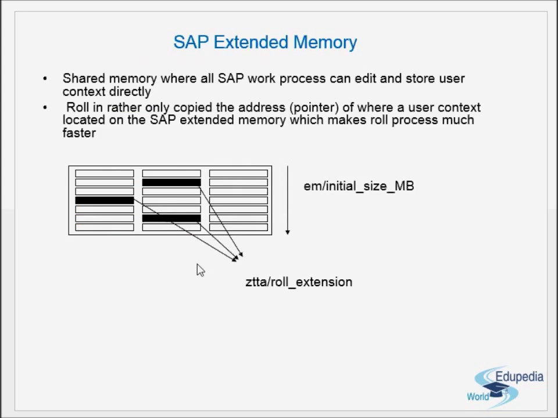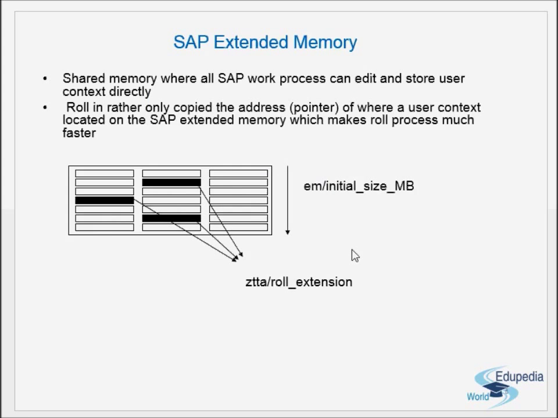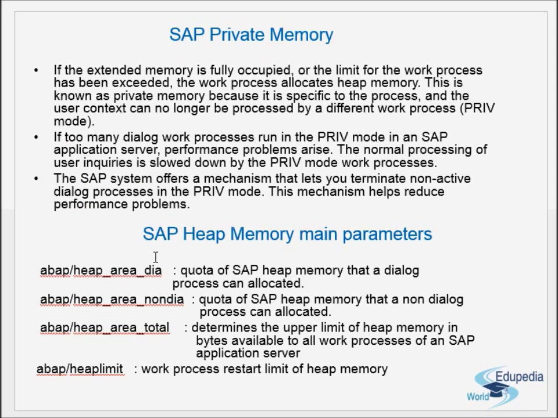So once the roll area is over in the work process, if the work process needs more memory, then it takes from the SAP Extended Memory. This extended memory is common to all the work processes. And for this we have all these parameters: the initial size, the block size, the roll extension, dia, and non-dia. So we are done with two types of memory, the roll and the extended.